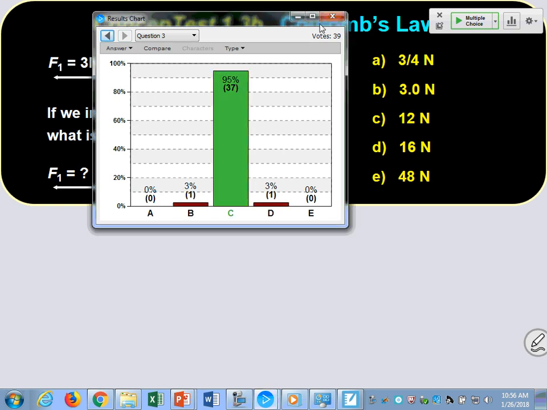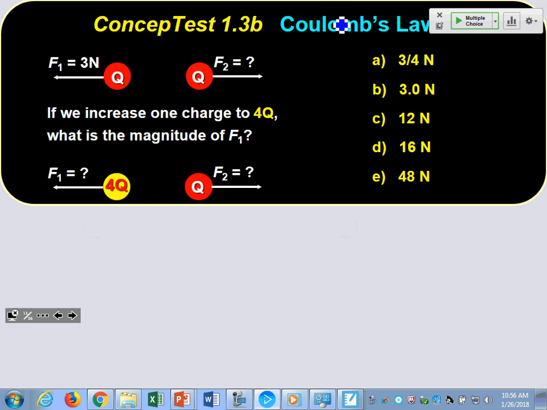Oh man, I'm sorry. It was 100% just a second ago. So C is the right answer. Look, F is KQQ over R squared. And if I quadruple one of these charges, then I quadruple the force. So where it was 3 newtons, now it's 12 newtons. It's a linear relationship.